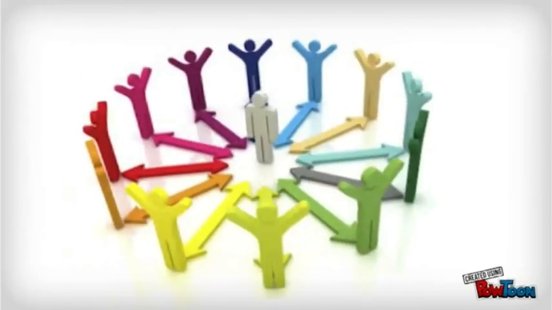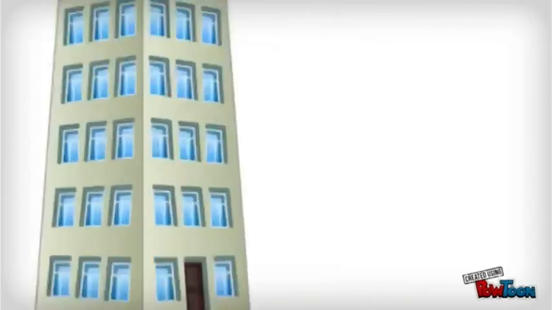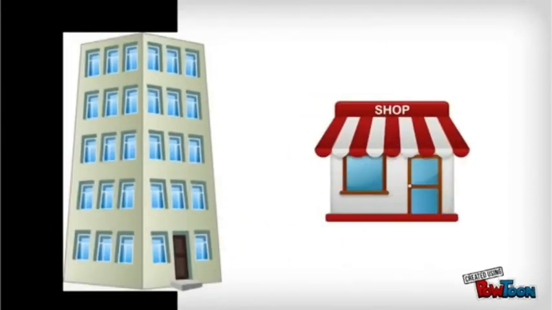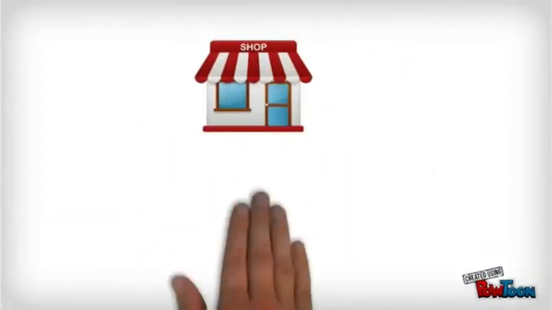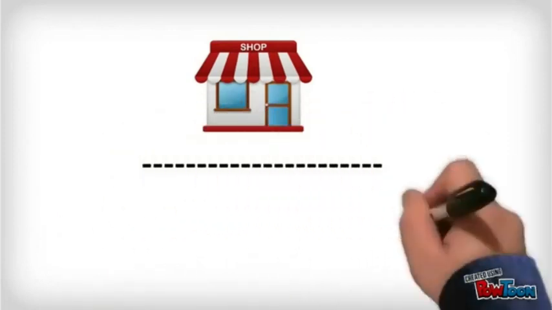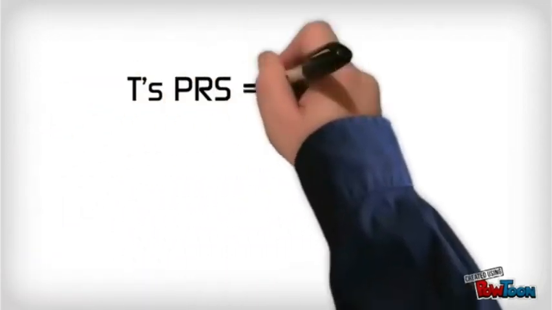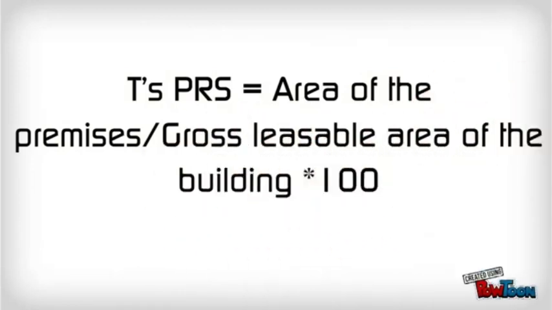All the tenants in the building pay their share of CAM charges proportionately, according to the area they are occupying in the building. We call it the tenant's proportionate share: the area of the premises occupied by the tenant upon the area of the building. Therefore, the tenant's PRS is calculated based on the following formula. Area of the premises divided by total building area, multiplied by 100 to get the tenant's percentage share.